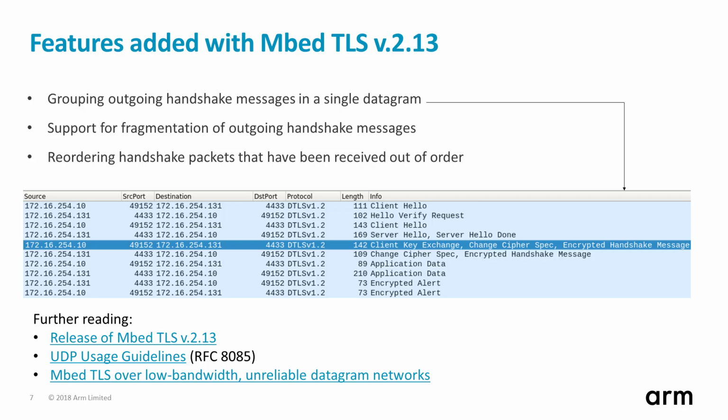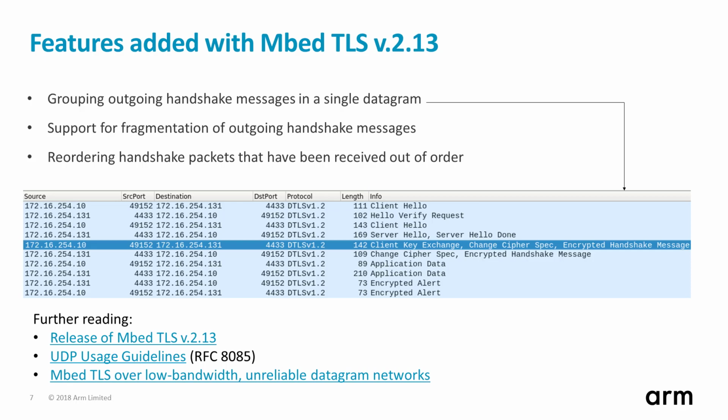This feature has recently been implemented in Mbed TLS version 2.13, and the Wireshark trace below shows the result. As you can see from the highlighted screenshot, the client key exchange, change cipher spec, and the finished messages are combined. Additionally, two other features have been added in the Mbed TLS version 2.13 library release.